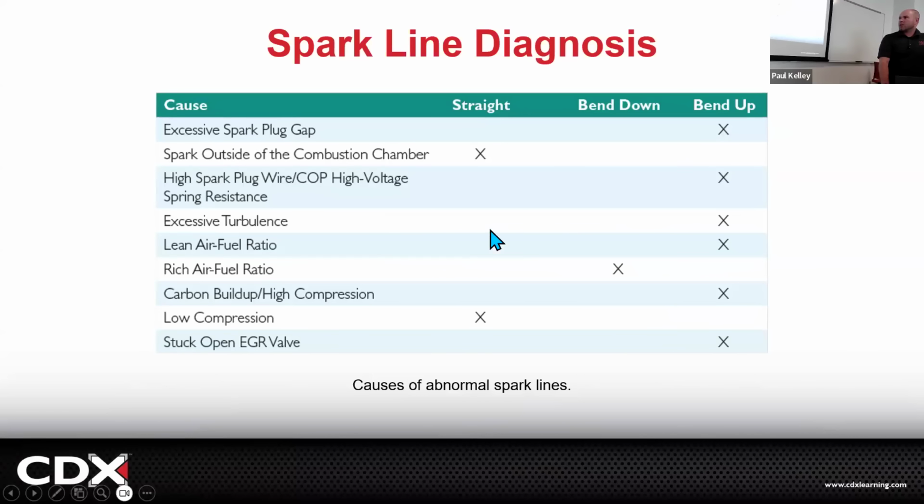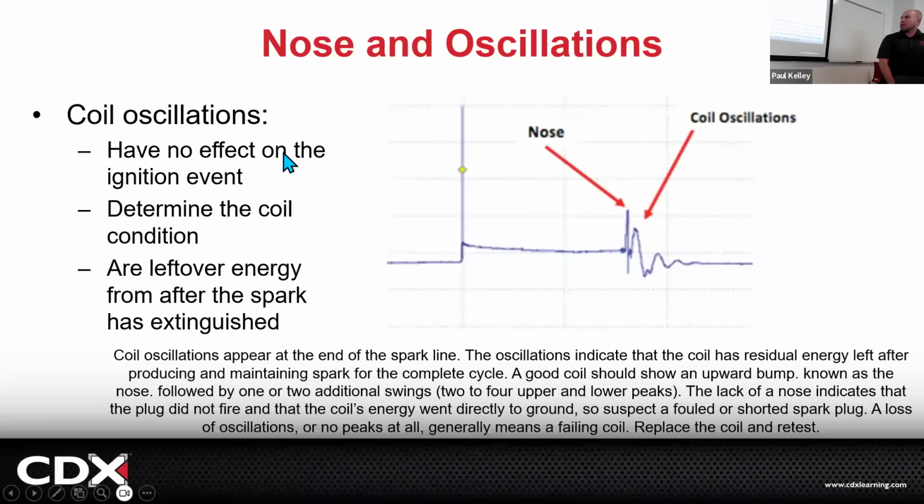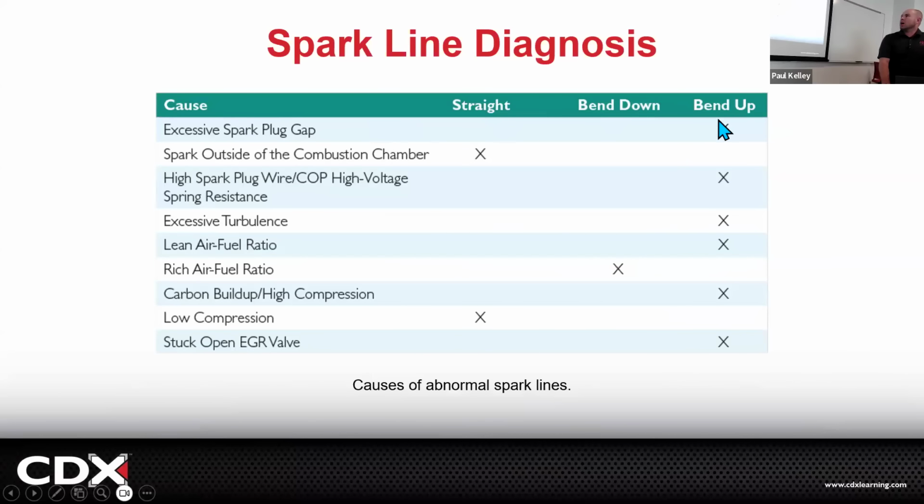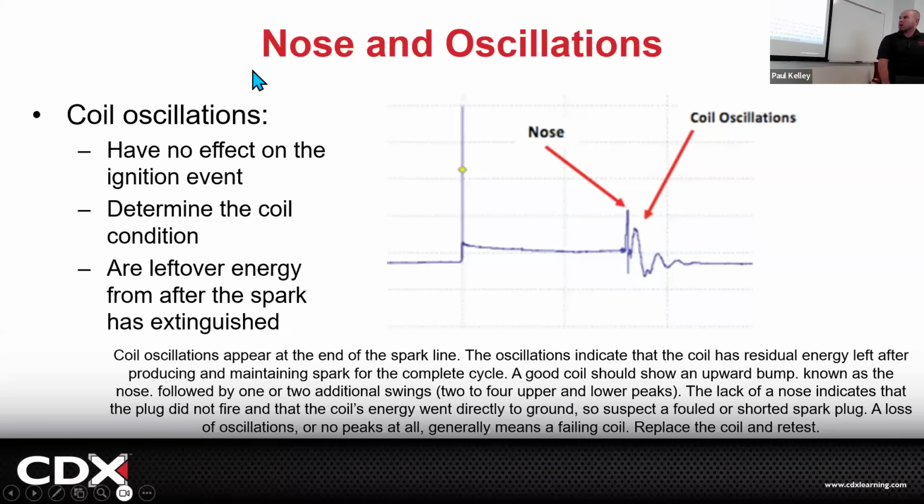If you look at that nose, if you had excessive spark gap, you'd see a turn up in the actual spark line itself. So this spark line was ramping downward. If that spark line were to be bent up, you could be looking at an excessive spark gap.